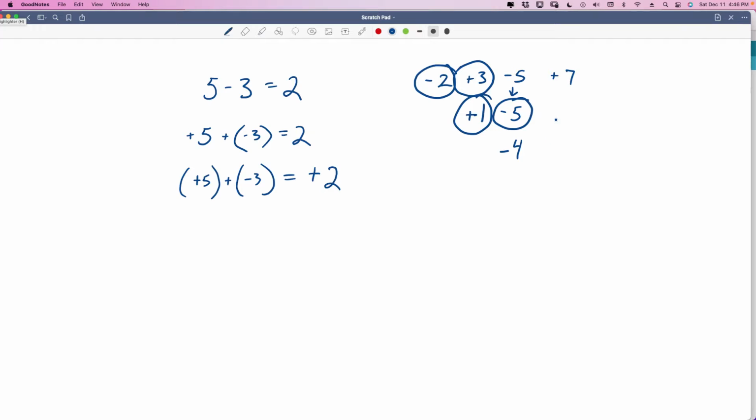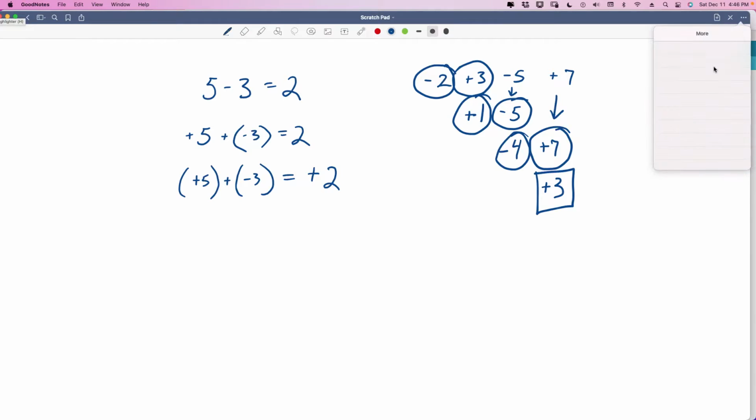Okay? Now we bring down this positive 7 and combine it with the negative 4. So we have different signs and the larger number is positive. So when we subtract 4 from 7, we get 3. So the answer is going to be a positive 3. Okay? All right, let's do one more like this.